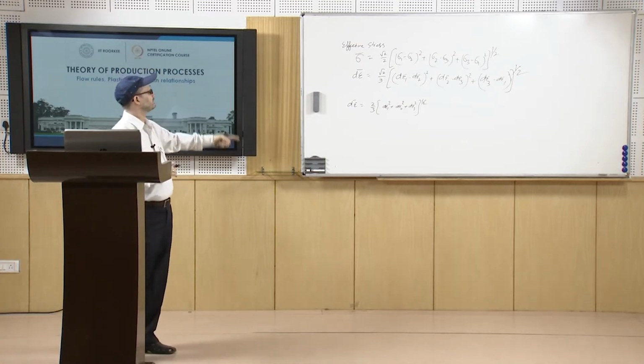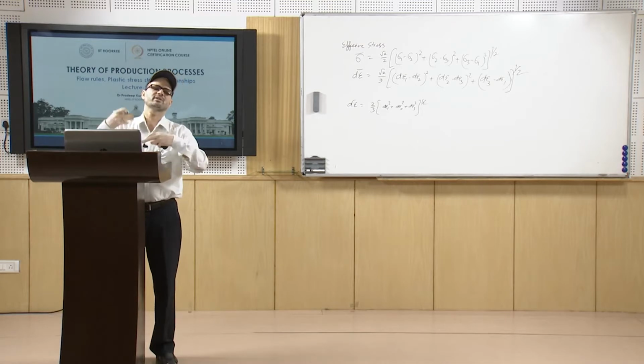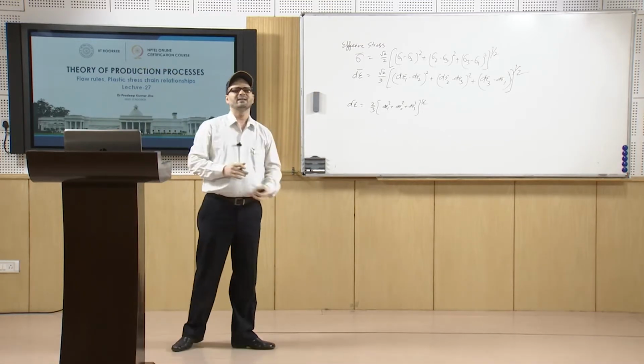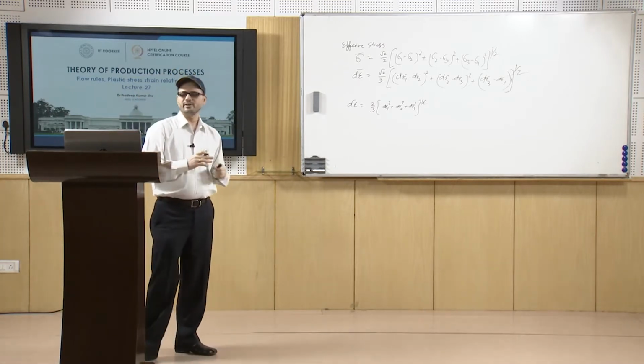Further, you can have epsilon bar as 2 by 3 of epsilon 1 square plus epsilon 2 square plus epsilon 3 square raised to the power half. That way, you can further make it simpler. So, these are the typical invariant functions.